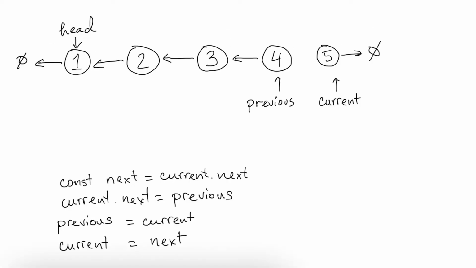Now I will execute the written steps. So first, I will define my variable next to be equal to current.next. Then moving on to the next line, I will set current.next to be equal to previous. Then previous will get set equal to the same value as the current. And current will get set to be equal to the same value as next.